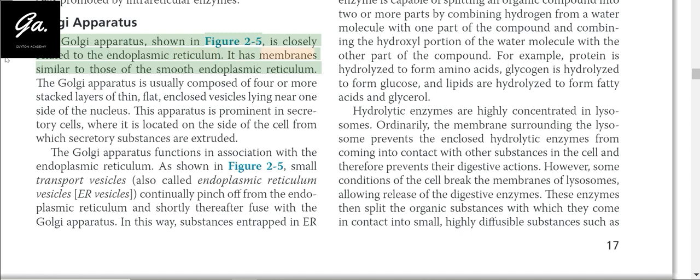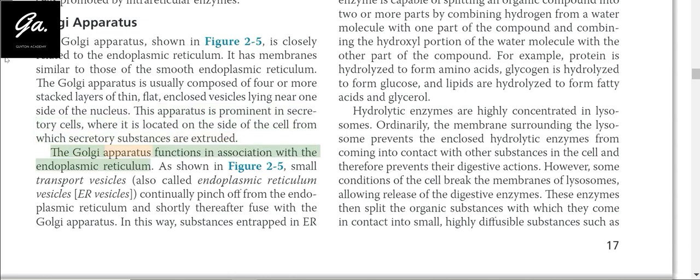It has membranes similar to those of the smooth endoplasmic reticulum. The Golgi apparatus is usually composed of four or more stacked layers of thin, flat, enclosed vesicles lying near one side of the nucleus. This apparatus is prominent in secretory cells, where it is located on the side of the cell from which secretory substances are extruded.